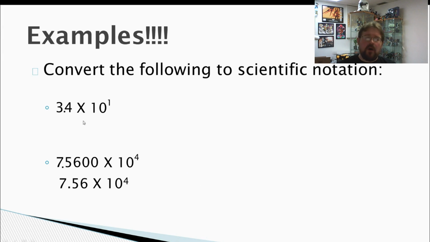Okay? All you do is you move your decimal from the end all the way to the left, stop before the first number here, get rid of all your zeros, the long chain of zeros, times 10, and then the number of spaces you moved is your exponent.